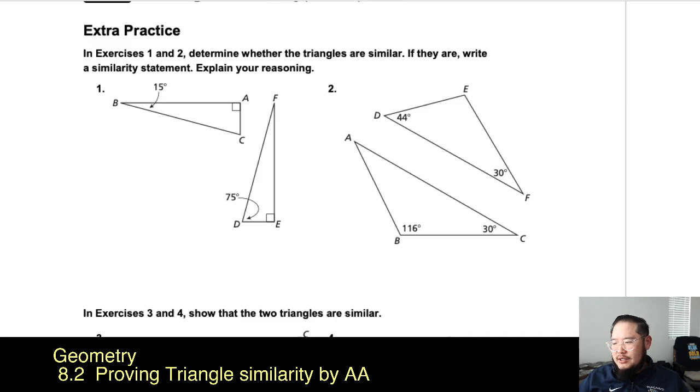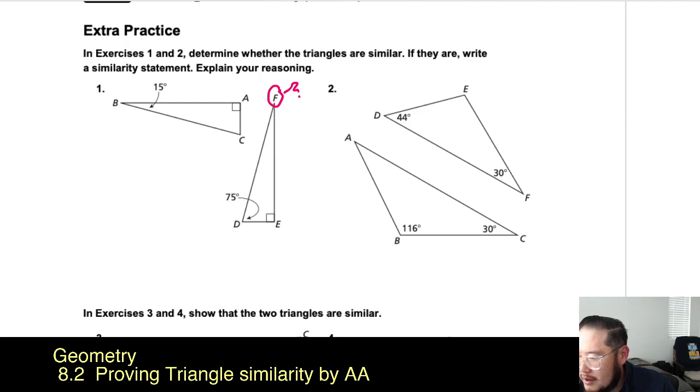It says exercises 1 and 2, determine whether the triangles are similar, and if they are, write a similarity statement. As I take a look right here, in both triangles, angle A and angle E are one set of angles that are congruent. That happens to both be 90, right? Now here's the kicker. If we look at the two triangles, angle B is 15 and angle D is 75. But let's pay close attention right here. Can I find angle F? You sure can, because we know 2 out of the 3 angles. So angle F actually happens to be 15 degrees.